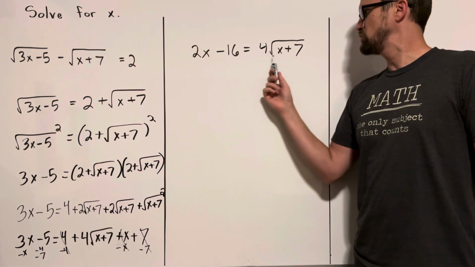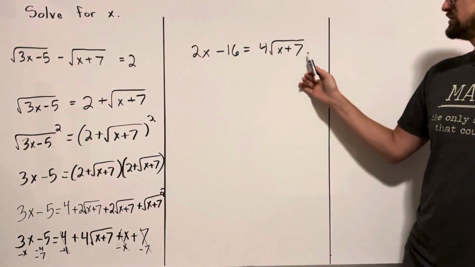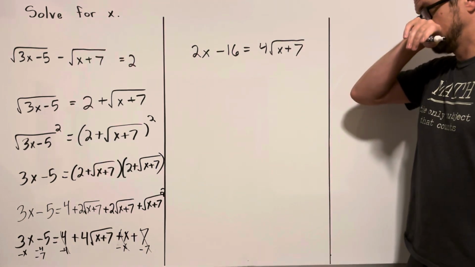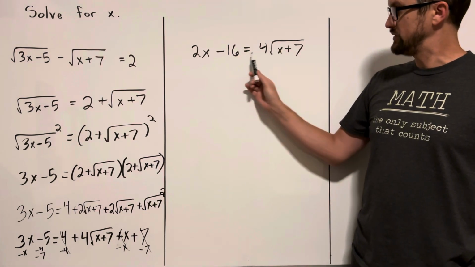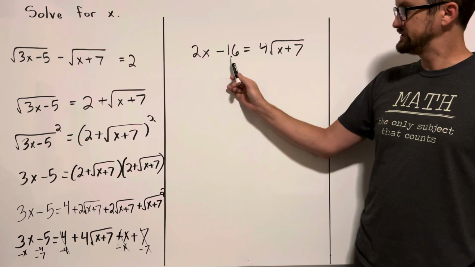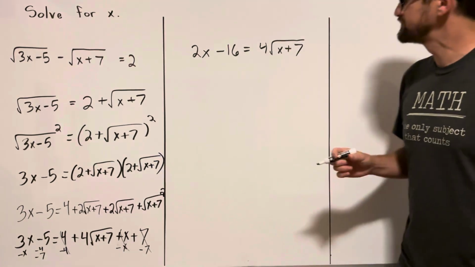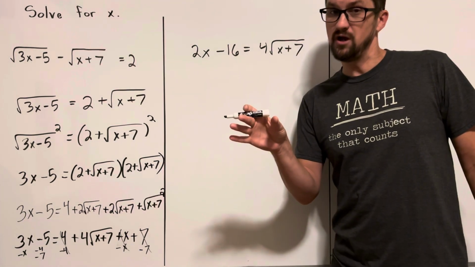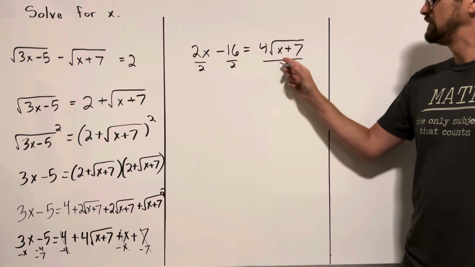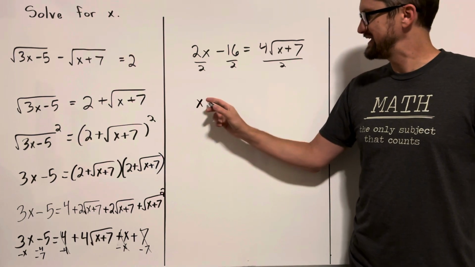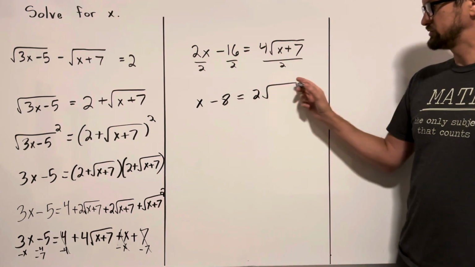Now, even though this square root is multiplying by 4, it's still considered isolated because it's one term there. Now, one thing you should notice is that each term, 2x, 16, and 4 times square root of x plus 7, they all have a common factor of 2. So I can make the numbers a little smaller by dividing by 2 on both sides. That's going to simplify it down to x minus 8 equals 2 square root of x plus 7.